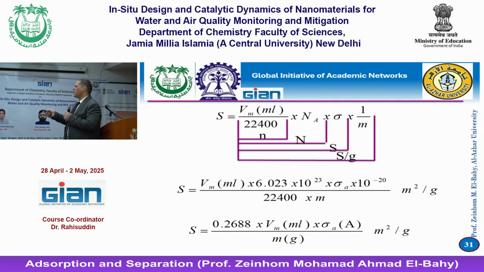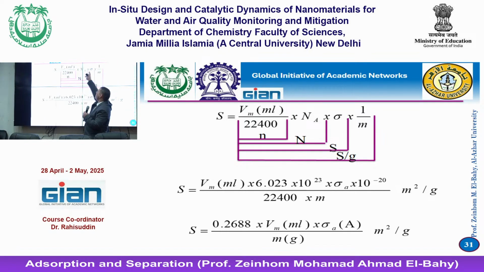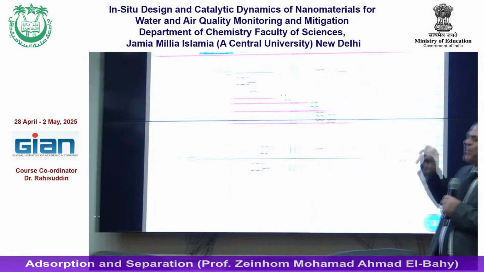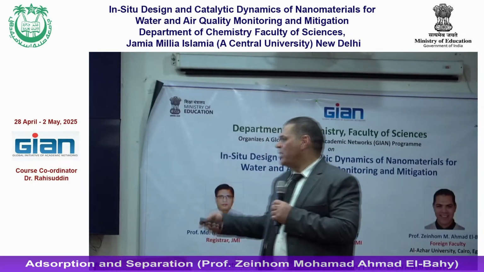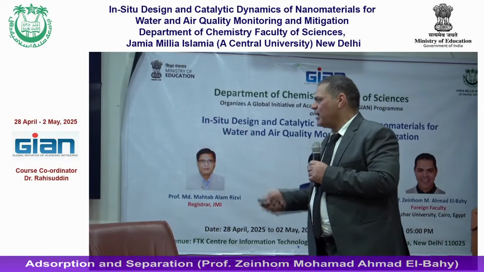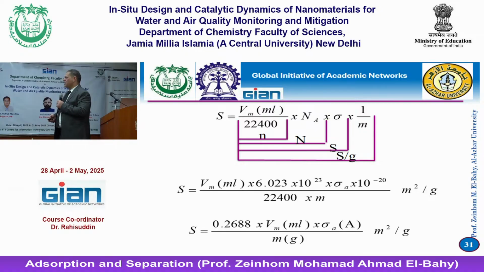And this equation, we can simply change N by its value. And sigma, if we use sigma for nitrogen, it is known as well. We can just add it, and we can use this equation to calculate the surface area of a substance. So from Langmuir, we could calculate the surface area by knowing Vm of the material.